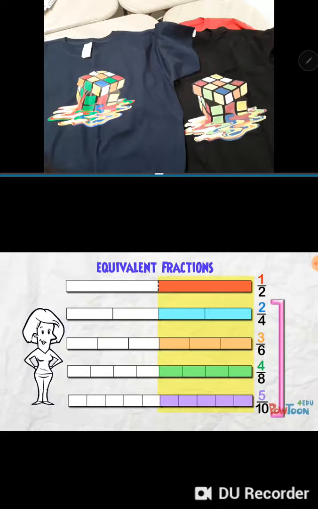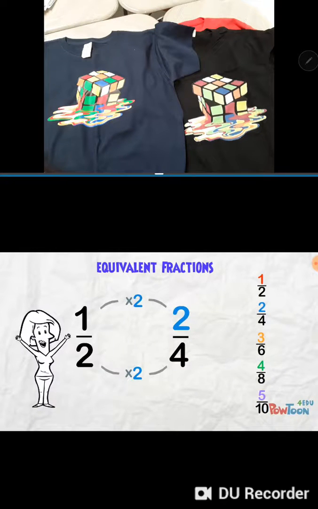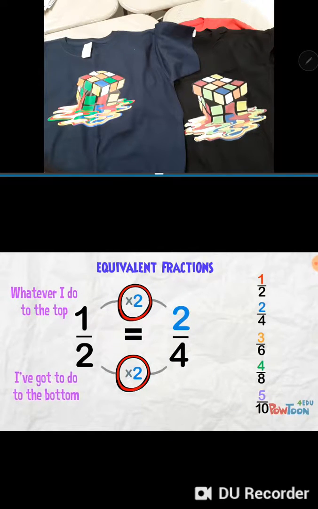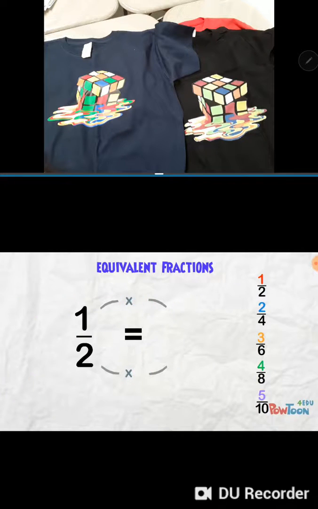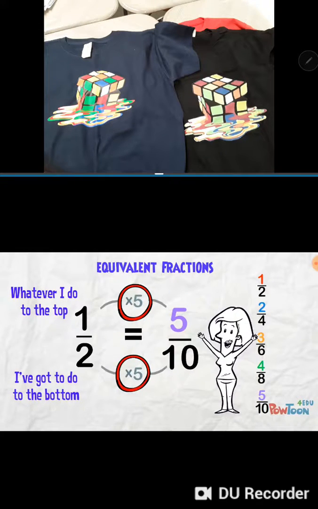Now let's think about that without the fraction strips. Here's 1/2. What do I multiply the numerator and the denominator by to get this equivalent fraction? 2. 1 times 2 is 2 and 2 times 2 is 4. I used a factor of 2 to make this equivalent fraction. You can see whatever I do to the top, I've got to do to the bottom. So if I use a factor of 3, I get this equivalent fraction. A factor of 4 gets me this equivalent fraction. And when I use 5, I get this equivalent fraction. You can see it in action here. Whatever I do to the top, I've got to do to the bottom. That's easy enough, isn't it?